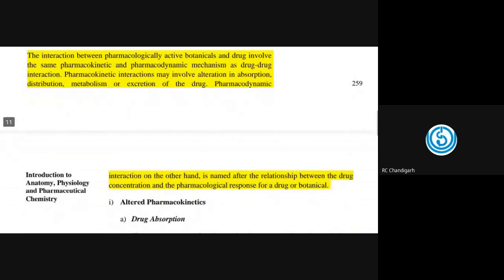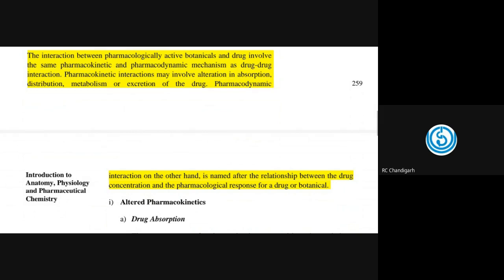Now, what is pharmacodynamic interaction? Pharmacodynamic interaction, on the other hand, is named after the relationship between the drug concentration and pharmacological response for a drug or botanical. So, pharmacodynamic interaction, on the other hand, is what the drug does to the body.